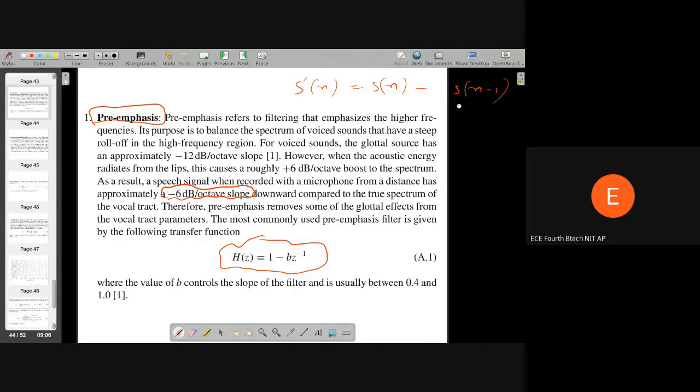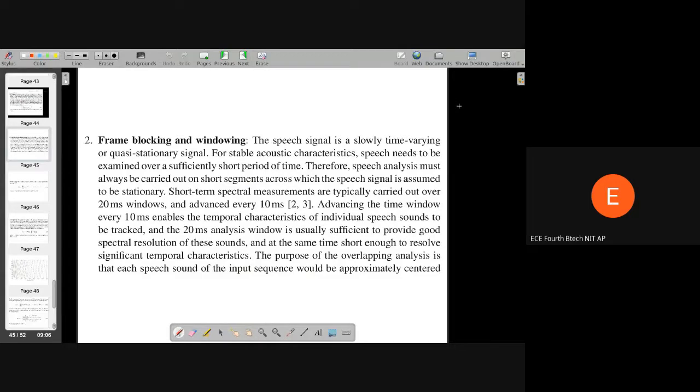Then we said we'll do our typical framing and windowing that we have talked about so much in our earlier lectures. But you can do this pre-emphasis and frame blocking and windowing alternatively as well. Step one and step two, you can replace them. You can first frame, then do pre-emphasis, and then window. Please don't frame it, window it, and then do pre-emphasis.